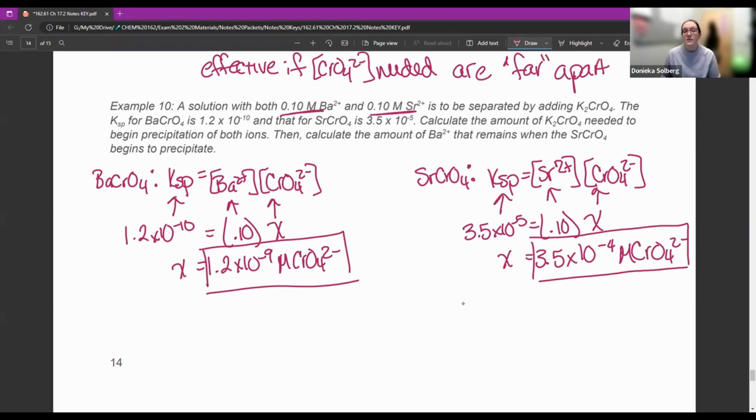Now notice these are very, very small concentrations, 3.5 times 10 to the negative 4th and 1.2 times 10 to the negative 9th. So essentially, this is going to precipitate really easily, but this is also really low in concentration. So we're not going to be able to get much of the barium.